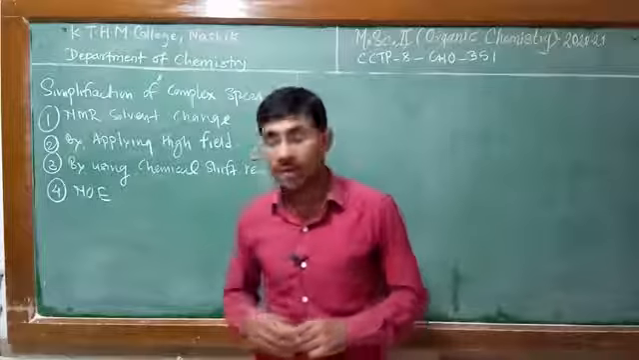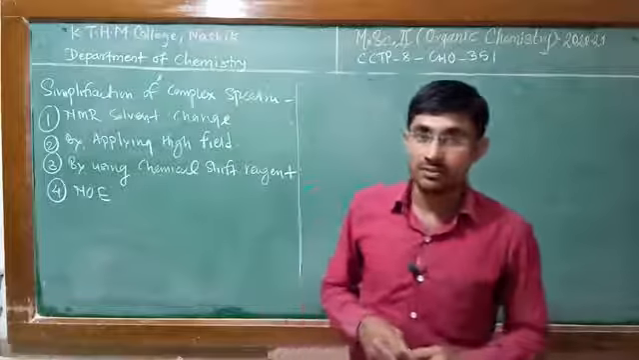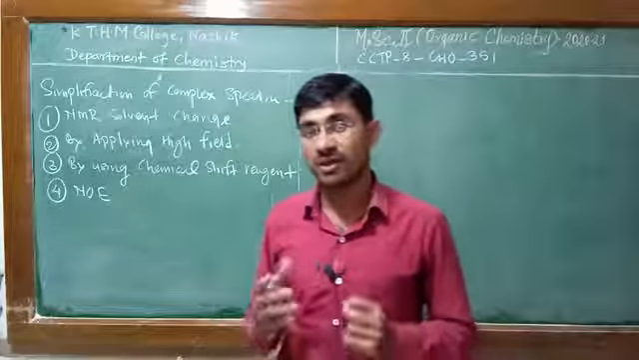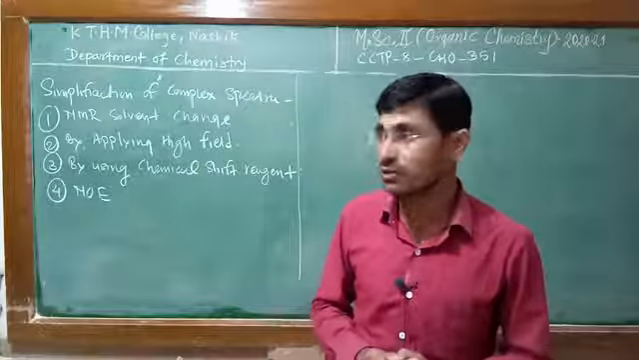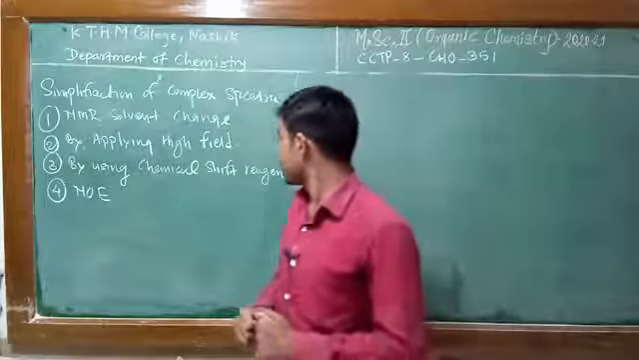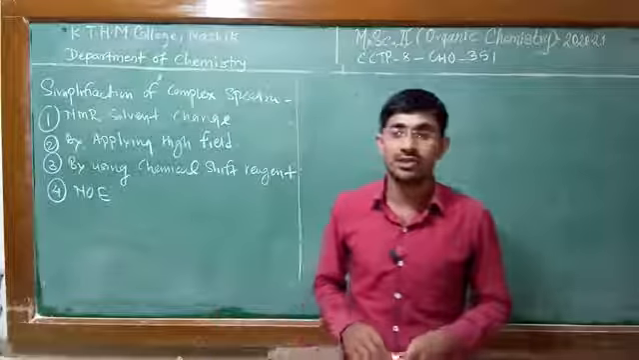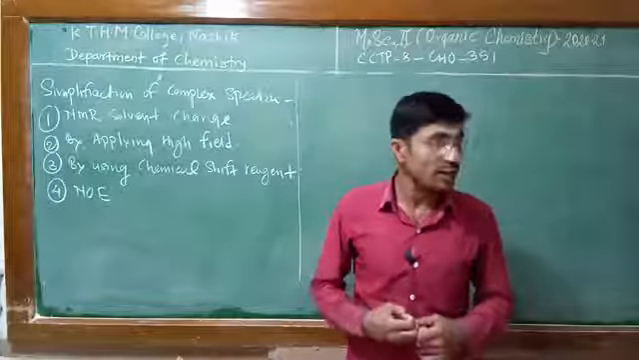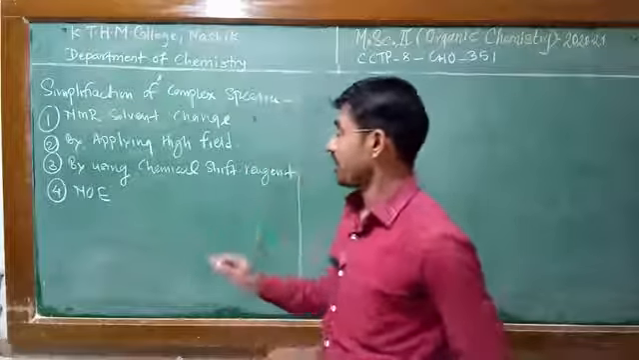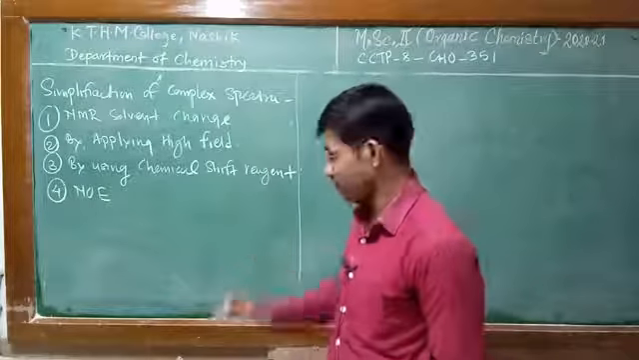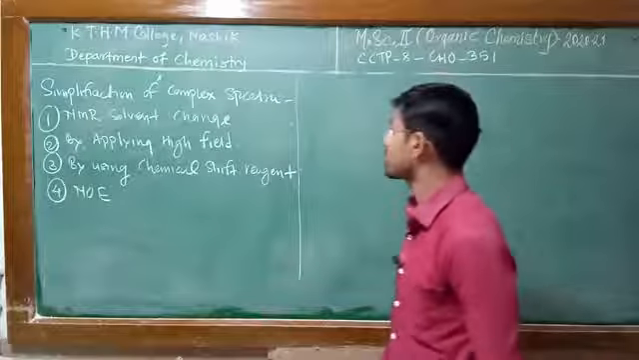Second, by applying a high magnetic field, our spectra become first order, which can be analyzed with the help of the n plus 1 rule. Third is by using a chemical shift reagent. By this way we can also simplify the complex spectra. And last is the NOE. NOE means nuclear Overhauser effect. By this way, we also simplify the complex spectra.